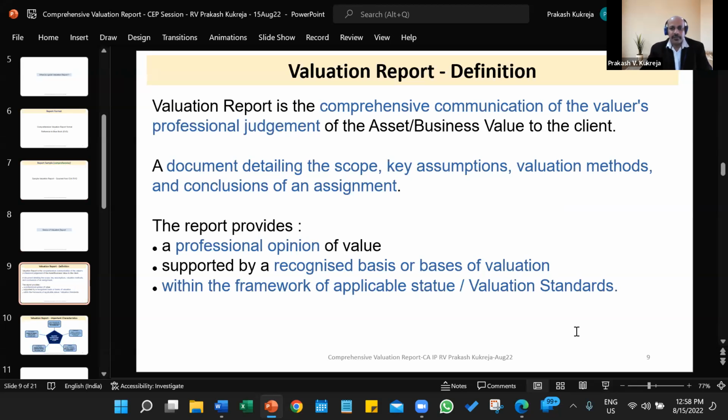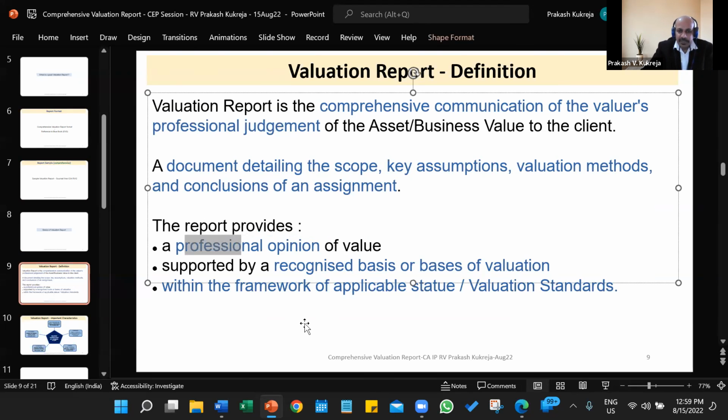So here, very important points I'll just quickly cover in terms of definition. It's a comprehensive communication of values, professional judgment. Remember that. A document detailing the scope, key assumptions, valuation methods, conclusion. It's a professional opinion. A recognized basis of valuation also should be highlighted. You have to support on what basis you're taking the approach or method within that approach, and which valuation standards we are using.